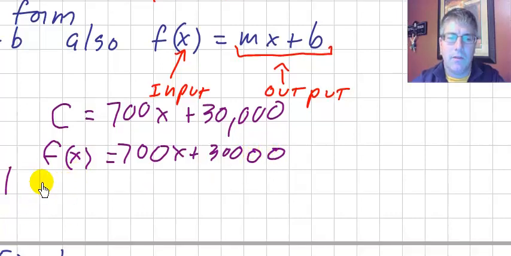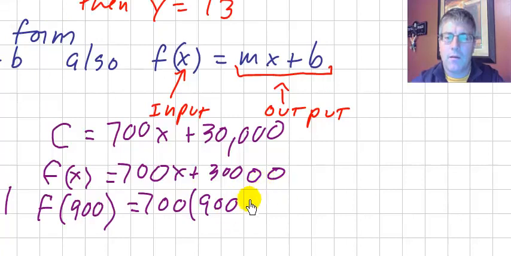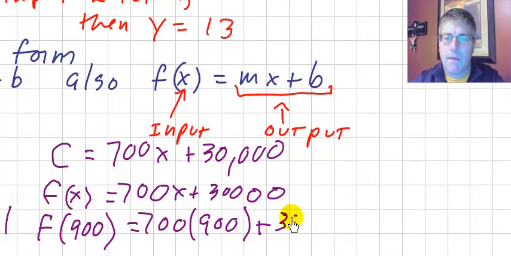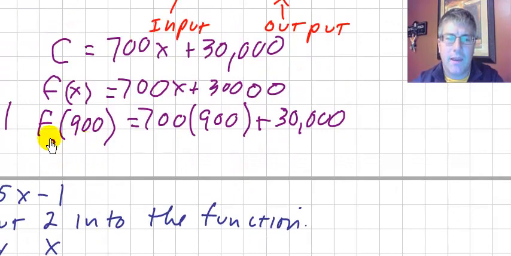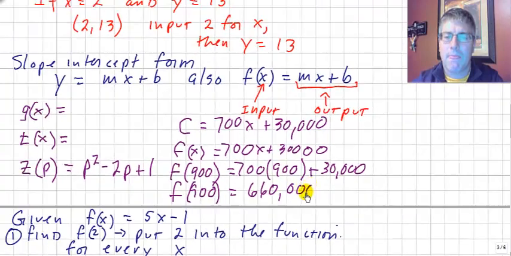And then we said, oh, input 900 wherever there's an x. 700 times 900 plus 30,000. And we found our answer. So that's how you'd get that started, and you'd finish that off. And if my memory serves me correctly, f of 900 was 63. We got a final answer of 660,000.